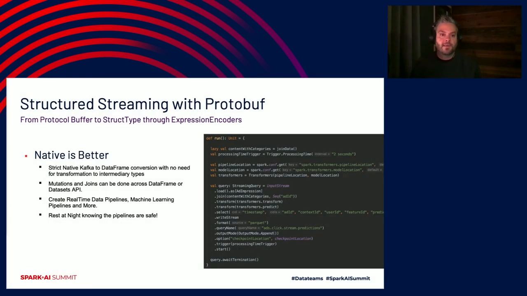So as I said before, native is better. With strict native Kafka DataFrame conversions, there's no need for transforming intermediate types. If you've ever worked with a type that isn't supported by Spark out of the box, a lot of times you'll write a transform method that takes some kind of binary data from Kafka, and then you've brought your own serializer and deserializer into the mix. And then from there, you have to either choose to use only the RDD API, or you have to write your own complicated expression encoder.